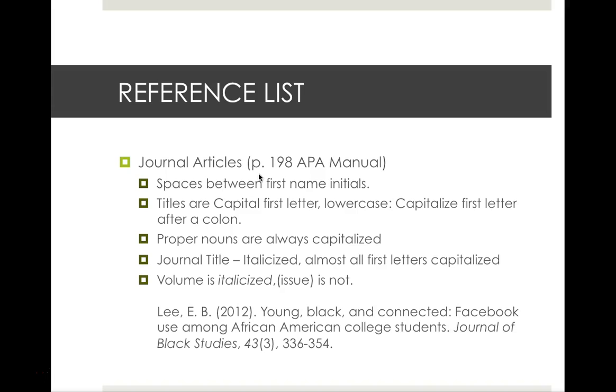Journal article citation on a reference list is different than in text. Again, I encourage you to look at page 198 of the APA manual for understanding how to list journal articles on the reference list. Here are some common mistakes that people often make. First, you need to make sure that when you're listing people's first name initials, if they have more than one initial, that you put a space between those letters. Titles are always capital first letter and then lowercase for the remainder of the journal article title.